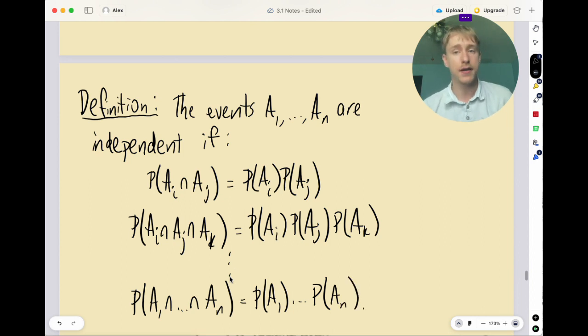So a lot of things to check, but for 3 events, certainly you have to prove pairwise independence as well as independence with 3 events. So, by this definition, you can go back to example 5 and conclude that those are not independent, although they are pairwise independent.